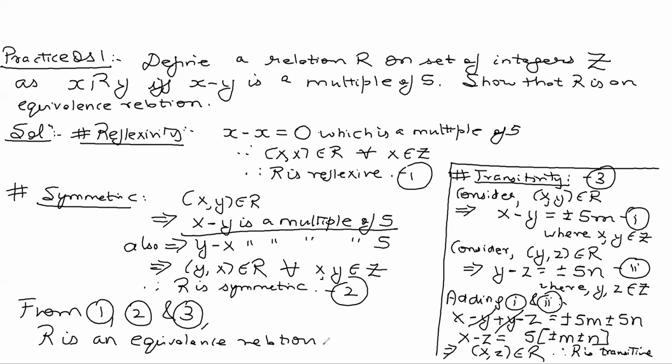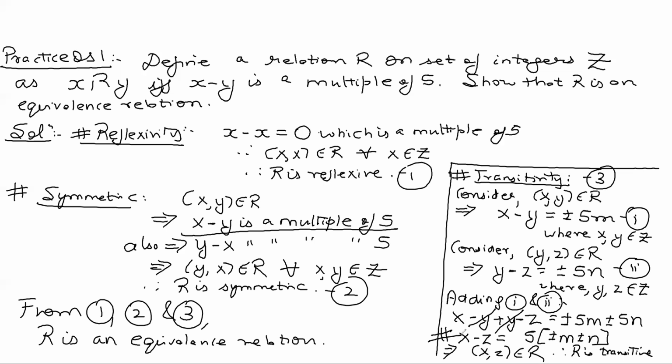x comma y belongs to R, x minus y is a multiple of 5. y comma z belongs to R, y minus z is a multiple of 5. If I add them, I can see that x minus z is also a multiple of 5. It means x comma z also belongs to R. Therefore, R is transitive. Since R is reflexive, symmetric, and transitive, it is an equivalence relation.